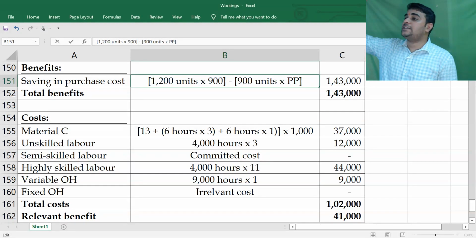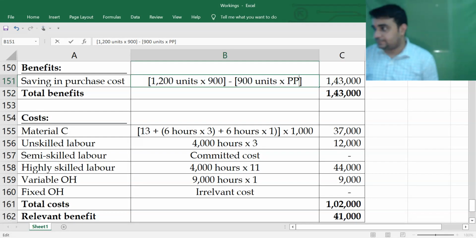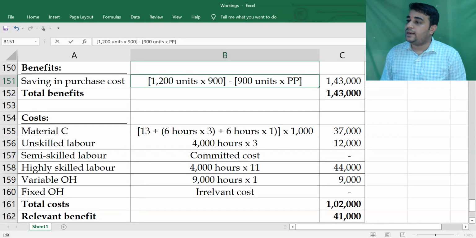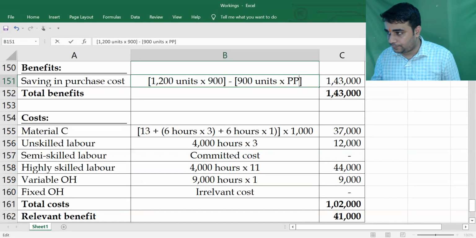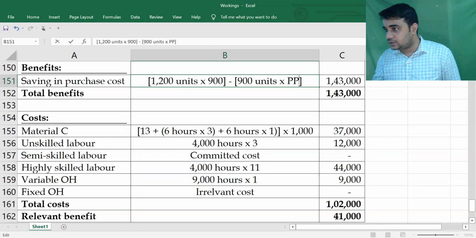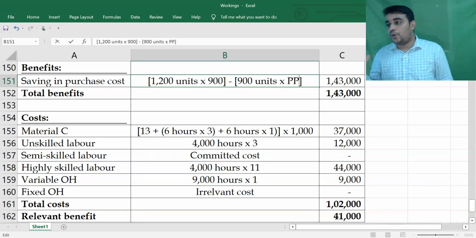If the purchase price can change, there's a possibility of the sub-assembly option becoming better. As of now, you are doing 1,200 into 900. Later on, you are planning to do 900 into 1,050. If this 1,050 can change, savings can change. I want an overall saving of 41,000.